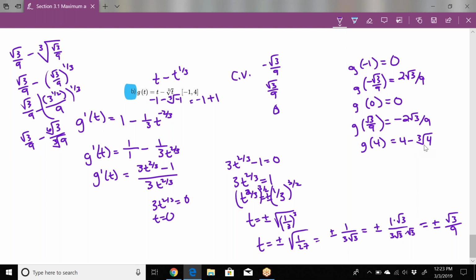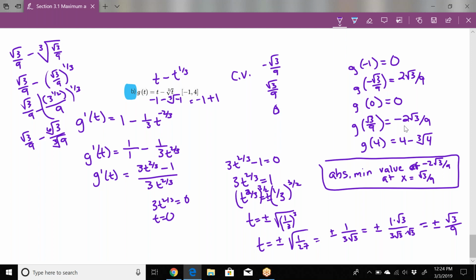Cubed root of 4 is going to be really tiny, because the cubed root of 8 is 2. So no matter what, this is going to be 4 minus something smaller than 2. So this is going to be bigger than 2. That means that this one right here has to be the absolute minimum because it's a negative. So my absolute minimum value, I should say, is -2 square root of 3 over 9, at x equals square root of 3 over 9. So that one's definitely the absolute minimum. It's the smallest y value we have.